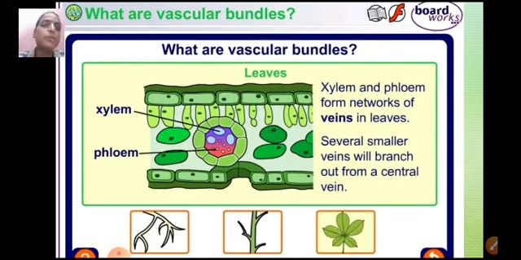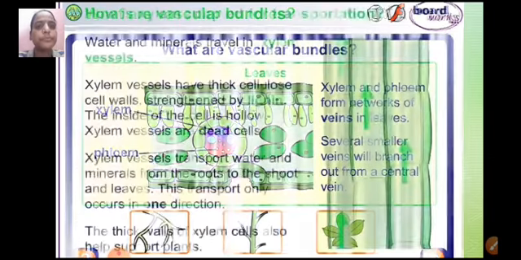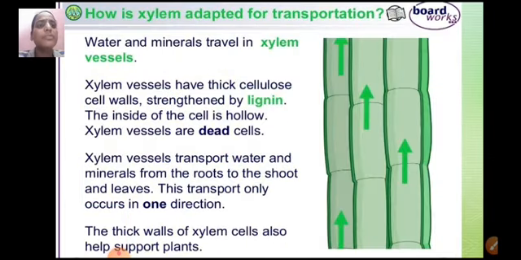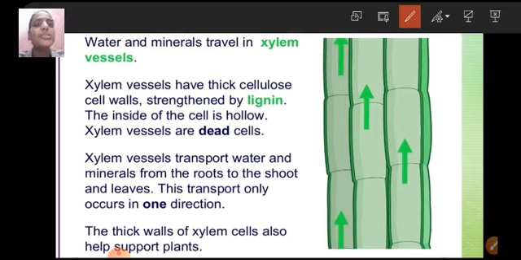Now let us deal with what these vascular bundles are. Xylem and phloem form a network of veins in leaves. Several smaller veins will branch out from a central vein. Water and minerals travel with the help of xylem vessels. Xylem vessels have thick cellulose cell walls strengthened by lignin. The inside of the cell is hollow. Xylem vessels are dead cells. The thing to be noted here is that xylem vessels are dead cells and hollow.